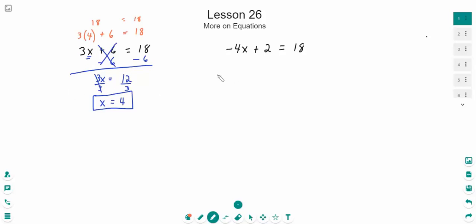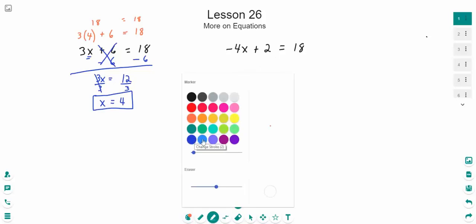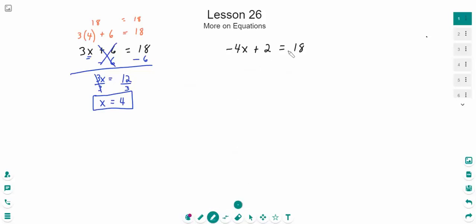All right, so let's try another one here. So here we have kind of the same sort of setup. Negative 4x plus 2 equals 18. Again, we recognize that there is multiplication and there is addition, and we're always going to start with the addition. We leave the coefficient until later.